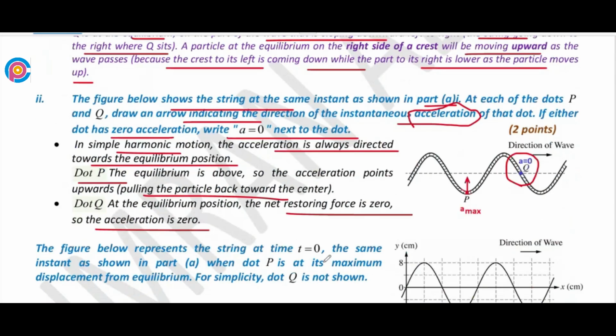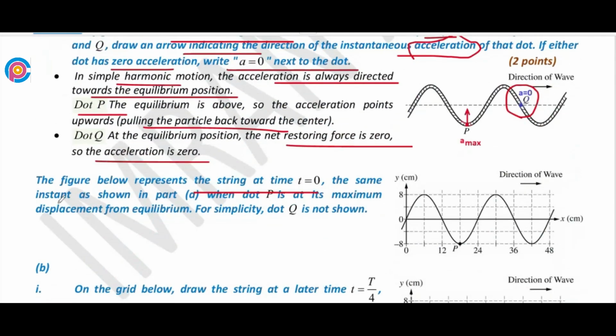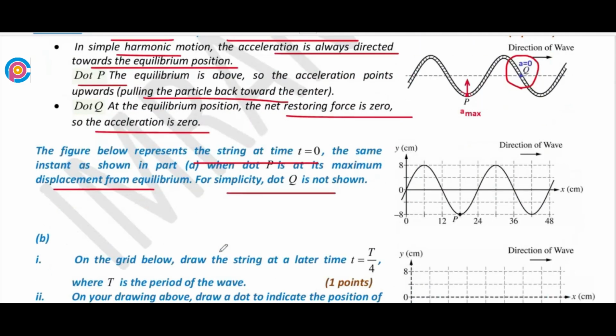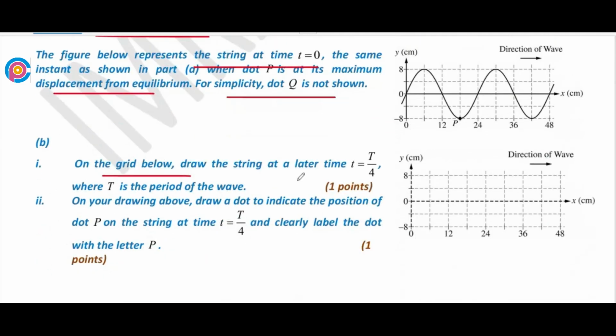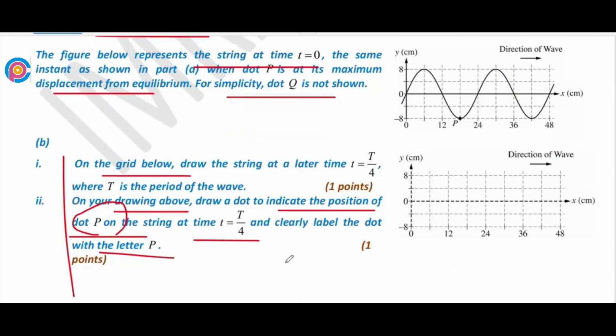That's the answer. Now, the figure below represents the string at t = 0, the same instant as in part A. The dot P is at maximum displacement from the equilibrium. For simplicity, Q is not shown. The question is: on the grid below, draw the string at t = T/4, where T is the period of the wave. On your drawing, indicate the position of P at t = T/4 and clearly label the dot with the letter P. Now we have two tasks: draw the waveform after T/4 and indicate the P dot after T/4. Both can be shown in the same figure.